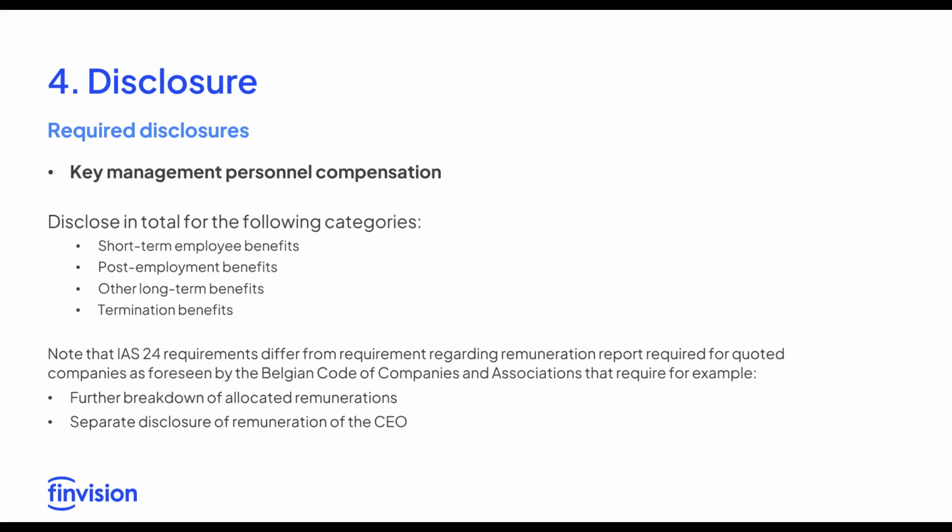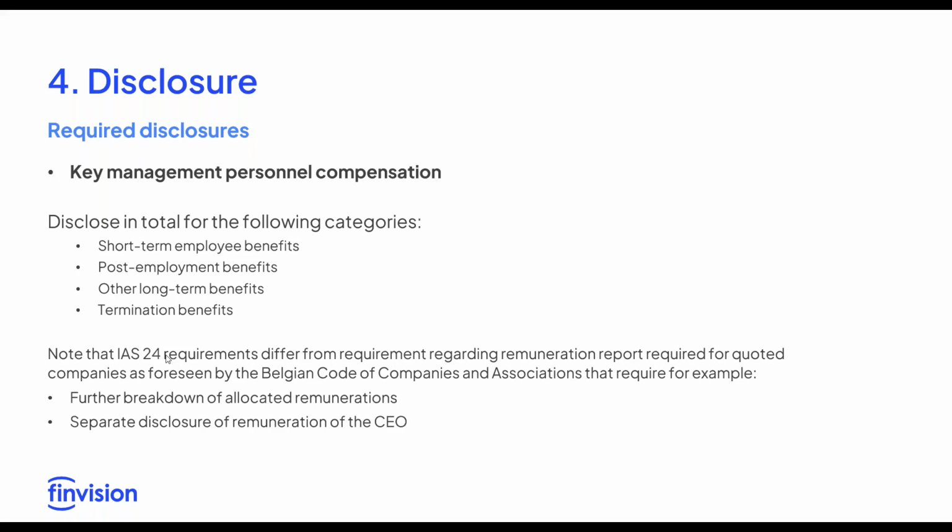Regarding key management personnel, there is a requirement to disclose in total, so not by person, but in total, the following categories at the minimum. You should mention the short-term employee benefits, also any post-employment benefits, other long-term benefits, as well as termination benefits if those are in place. So I think the first category is really related to the ongoing remunerations, bonuses, and so forth. Post-employment, if there's any pension plan in place, it's also important to mention those. And other long-term benefits can be, for example, share-based payments and so forth.